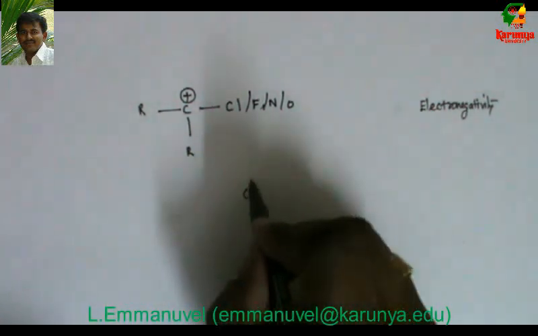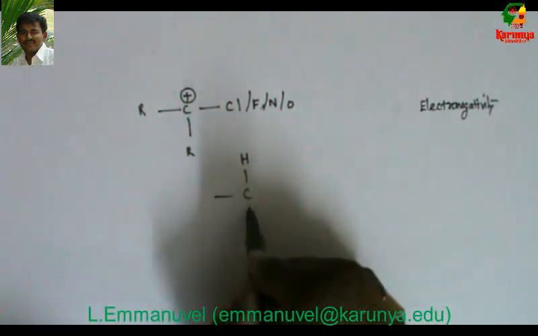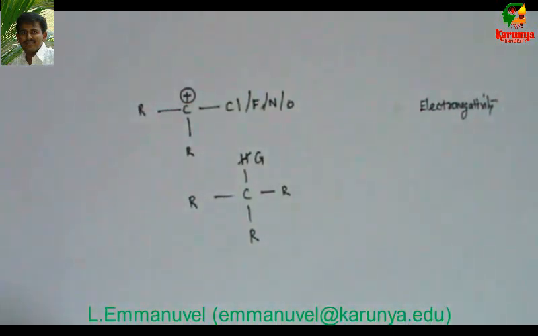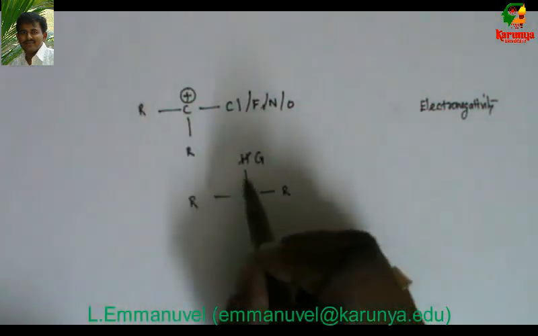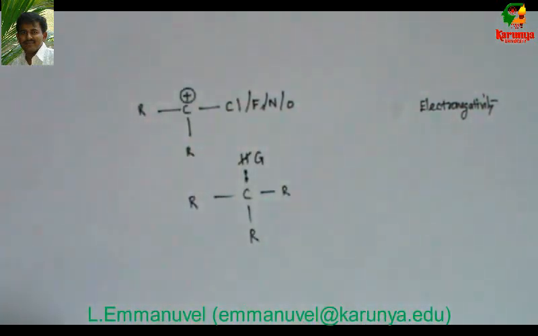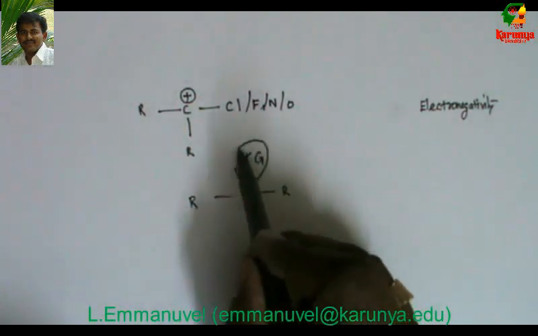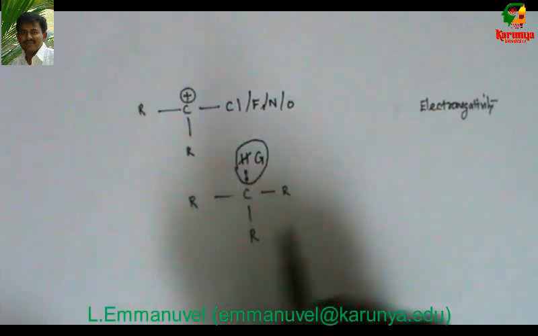How do we generate a carbocation? Say this is some group. Instead of hydrogen, I make it some group. There are 2 electrons in this bond. If both electrons go with the group, then there will be a positive charge.